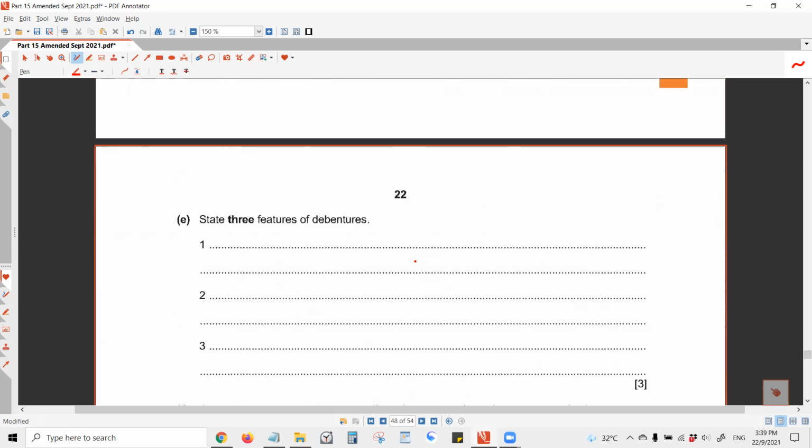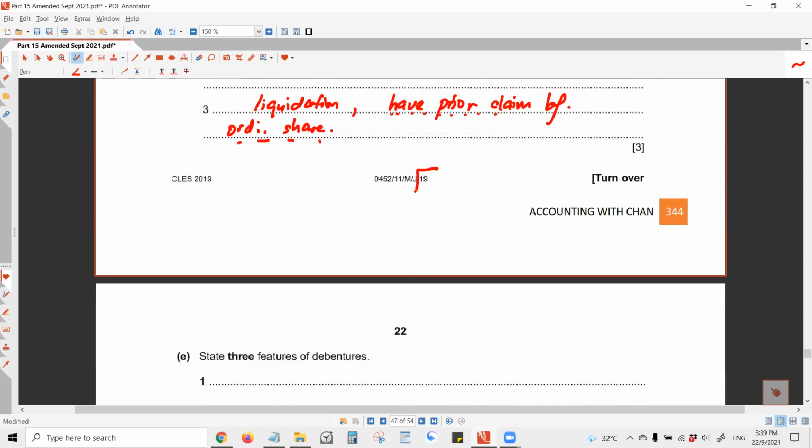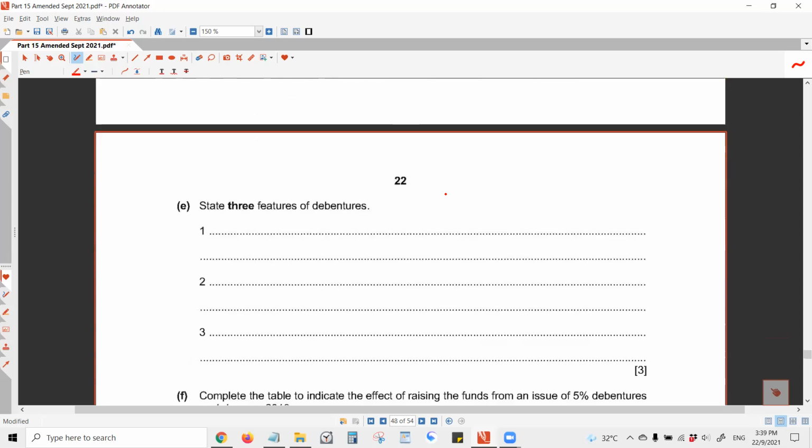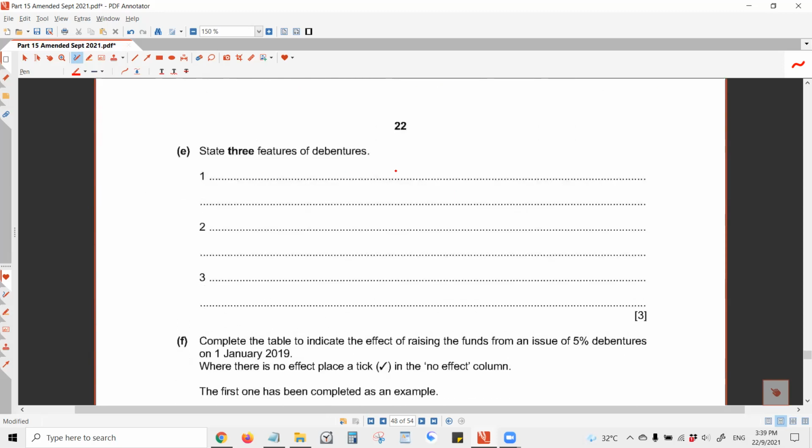Now the next page is a very recent question, 2019, very relevant. Is it possible for such a question to come out again? Yes, very possible. Now, three features of debentures. First, you can talk about debenture holders don't have voting rights. They receive fixed interest. And lastly, you can talk about liquidation again. During liquidation, debenture holders will have a prior claim before all shareholders.